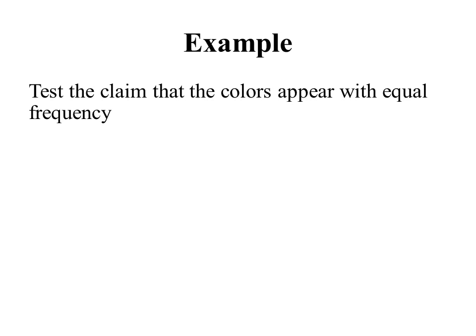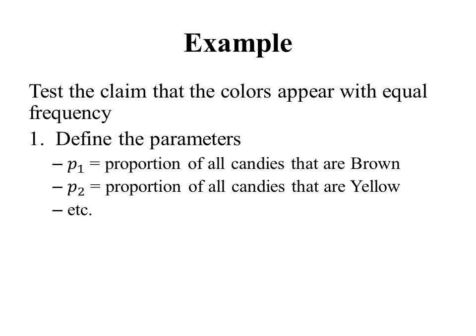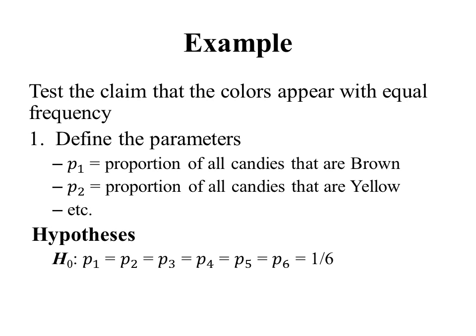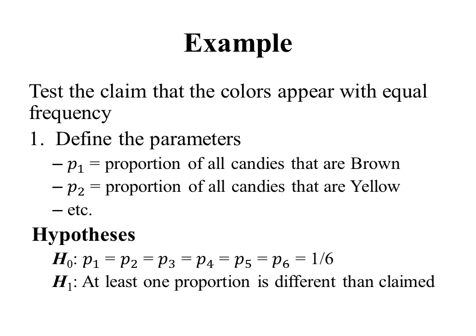So if we go through the steps again, we'll go through the same 5 steps that we did before. The first step is to define the parameters. Well, it's the exact same as what we had before. Now our hypotheses are going to be a little bit different. Here we're claiming that everything has the same proportion. So the null hypothesis is that P1 equals P2 equals P3 and so on, equals 1/6. And the alternative is that at least one proportion is different than claimed.